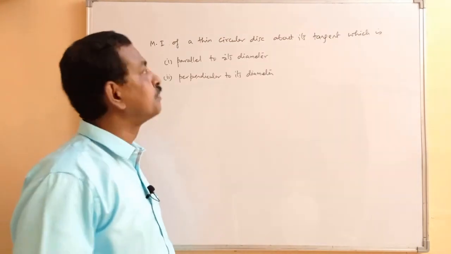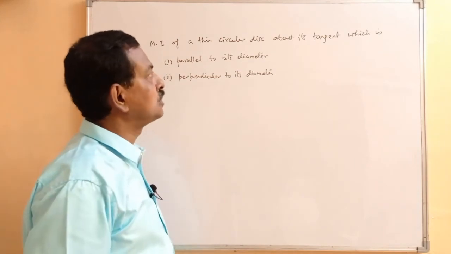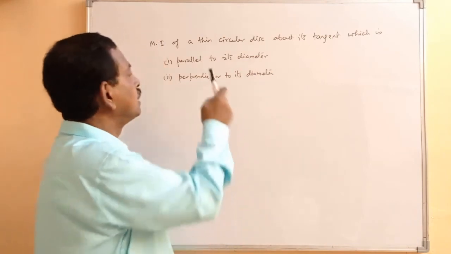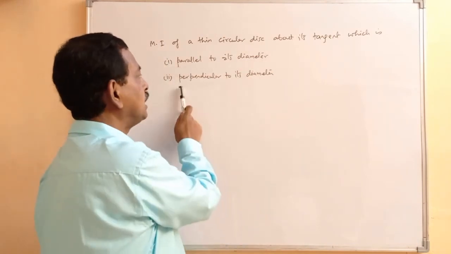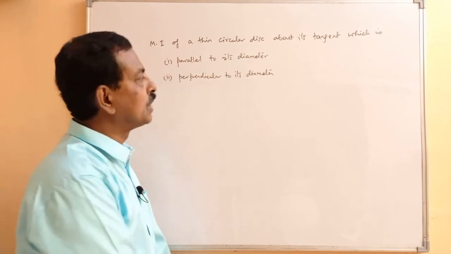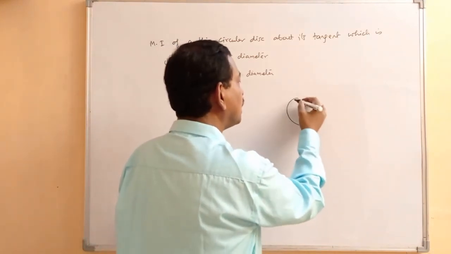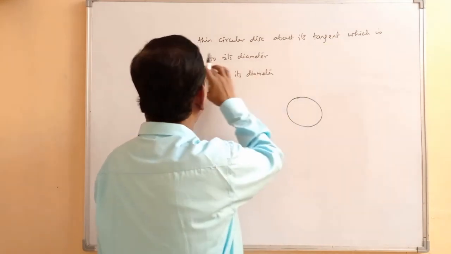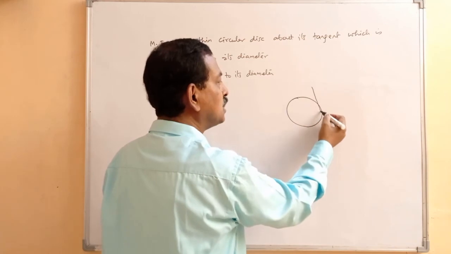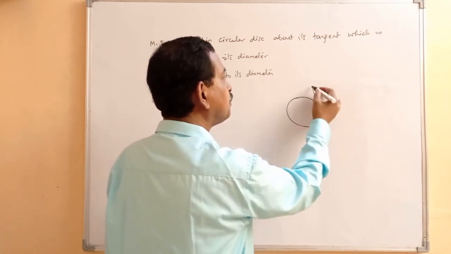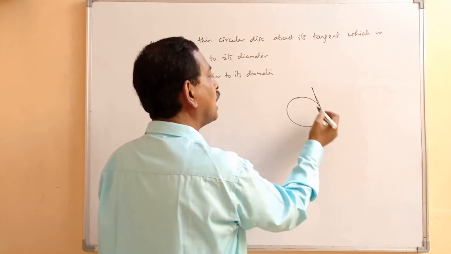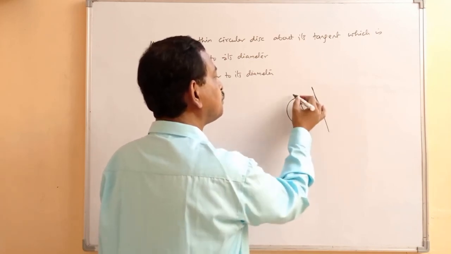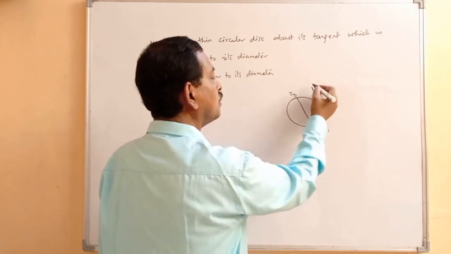Let's take another case. We want to find the moment of inertia of the thin circular disc about its tangent. The tangent is, in one case, parallel to its diameter, and in another case perpendicular to the diameter. Suppose this is the circular disc and the tangent is parallel to the diameter. So this is the tangent here, and this is its diameter. This is I.